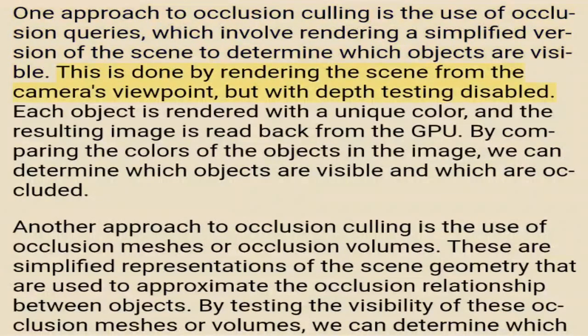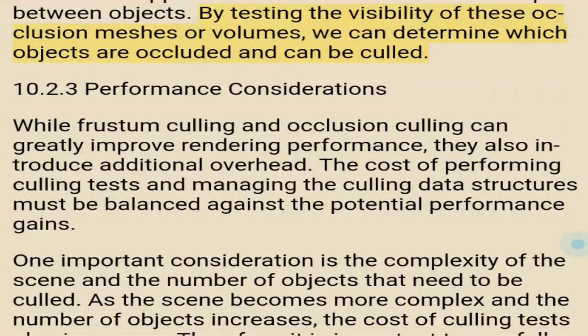This is done by rendering the scene from the camera's viewpoint, but with depth testing disabled. Each object is rendered with a unique color, and the resulting image is read back from the GPU. By comparing the colors of the objects in the image, we can determine which objects are visible and which are occluded. Another approach to occlusion culling is the use of occlusion meshes or occlusion volumes. These are simplified representations of the scene geometry that are used to approximate the occlusion relationship between objects. By testing the visibility of these occlusion meshes or volumes, we can determine which objects are occluded and can be culled.